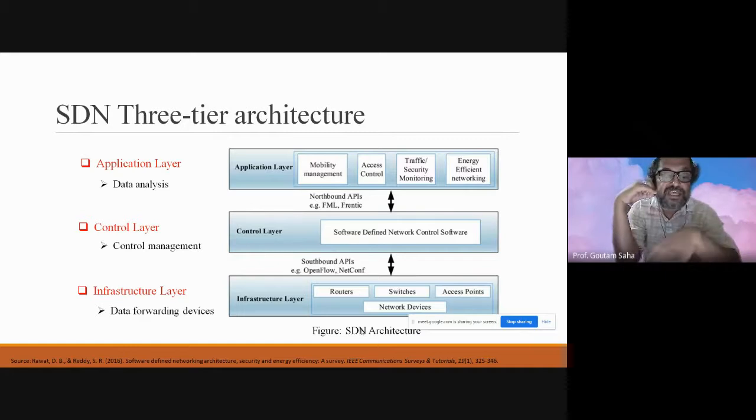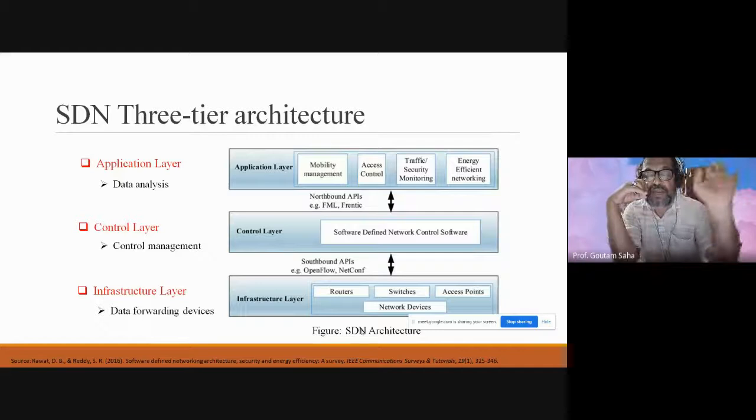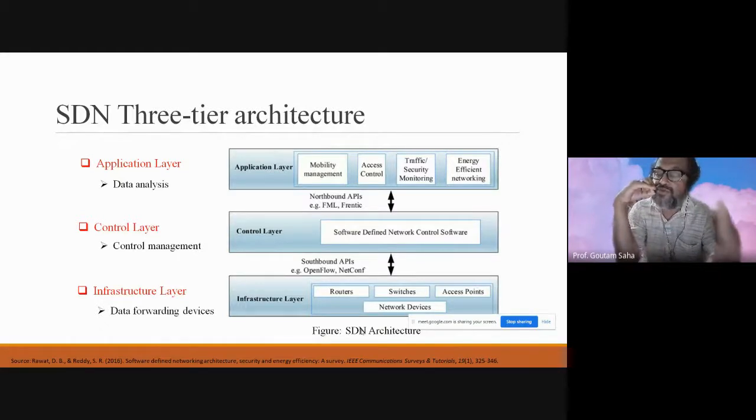How do they work? In pure SDN, there are 3 layers: infrastructure layer, control layer, and application layer. In the infrastructure layer, there are network devices, the routers or switches, and access points. Any one of these can be there. Generally, we are using switches over there. But they are dumb. They are not intelligent at all. They are like a post office. They get the data and send it on.